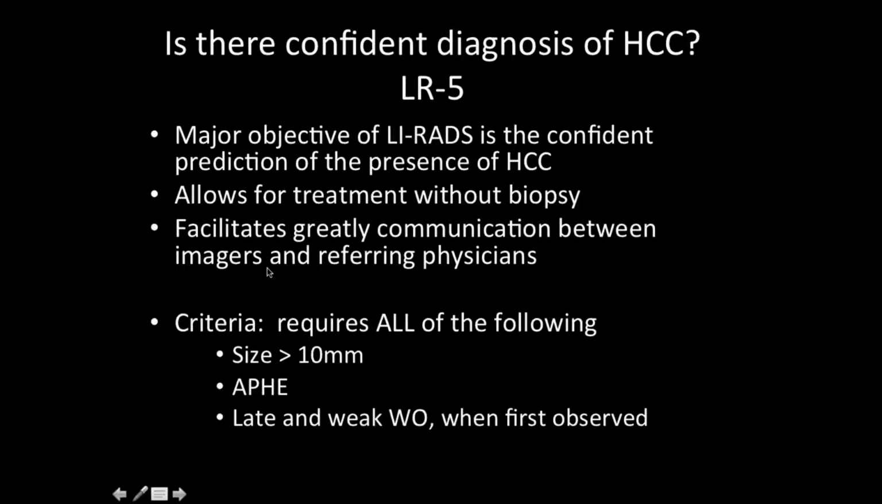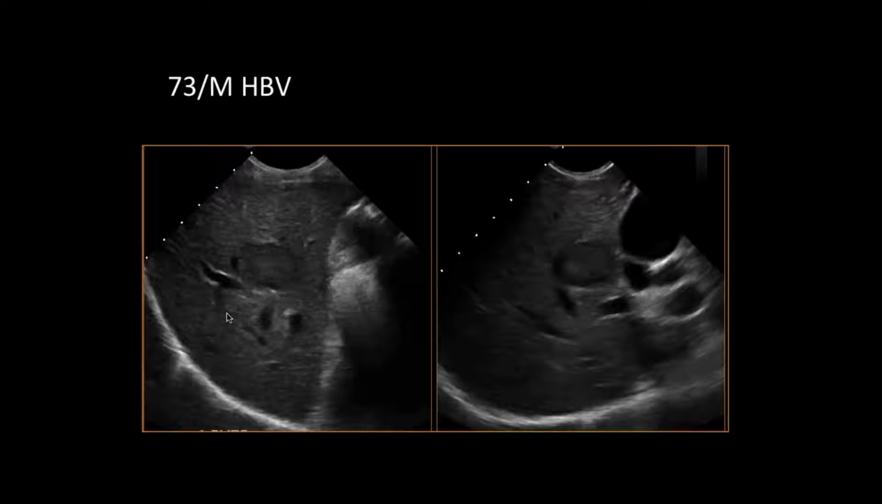So when we come to this distinction, whereas for the LRM, any one of our suspicious criteria were enough to make the lesion LRM, when it comes to LR5, we have to have everything, and then we have a virtually 100% accurate prediction that this will be hepatocellular carcinoma. So let's look at a classic example.